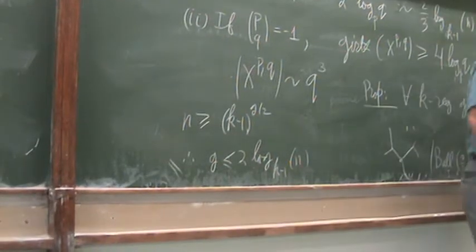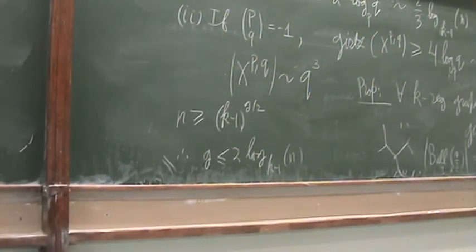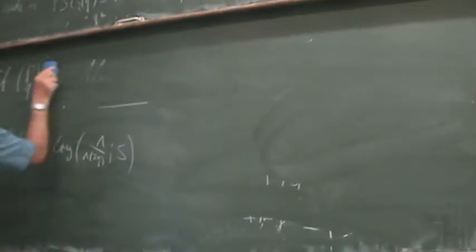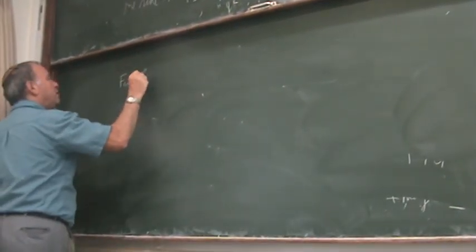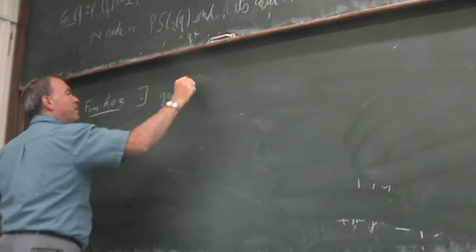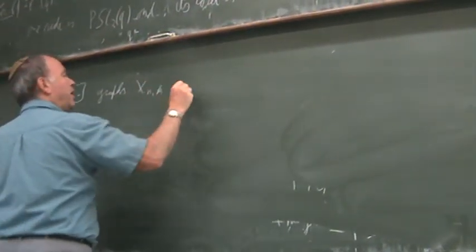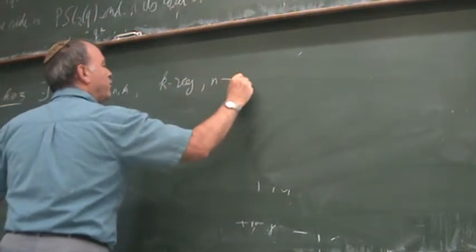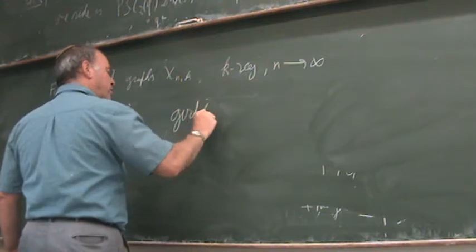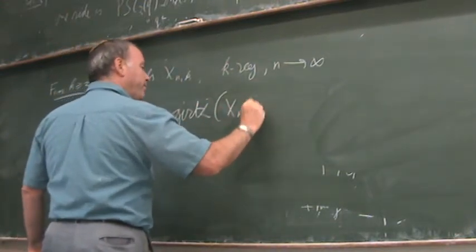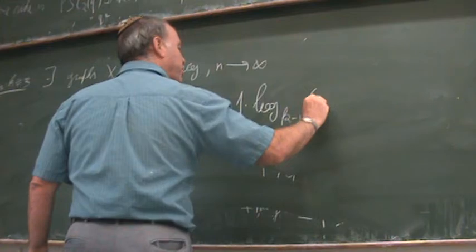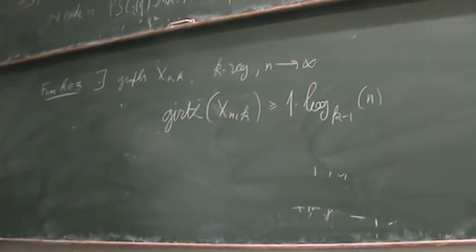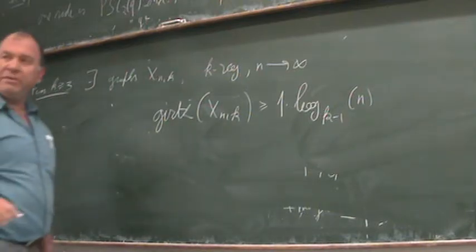Now, Erdős proved by random methods that for fixed k, there exist k-regular graphs X_{n,k}, with n going to infinity, such that the girth of X_{n,k} is something like 1 times log to the base k-1 of n. And so like half of the maximum possible.